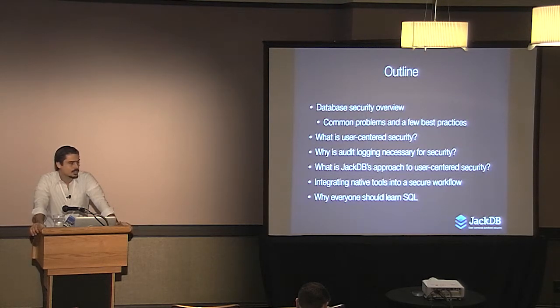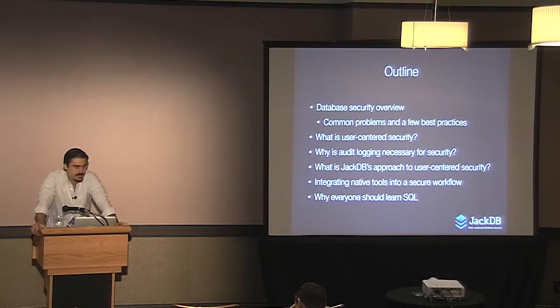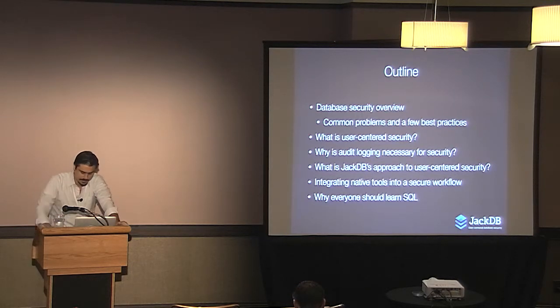As far as the overall flow for the talk, the general outline is about database security. Specifically, I'm going to be talking about user-centered security, and I'll get into what that is in a little bit. Then we're going to talk about why audit logging itself is necessary, some other overall problems, and general solutions you can do involving Postgres. Then how we solve these things together with JackDB, and I'm going to go into a bit of a demo of how specifically we're using JackDB to solve these things. And then finally, I'm going to show how we can use native tools as well, in addition to JackDB, to get the same solutions.